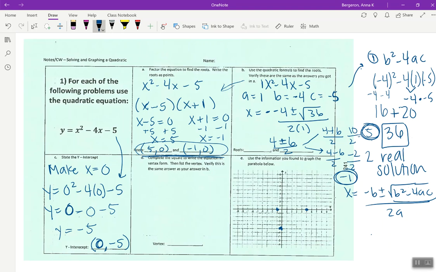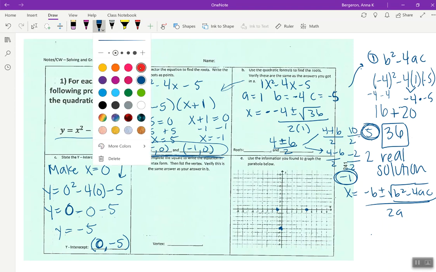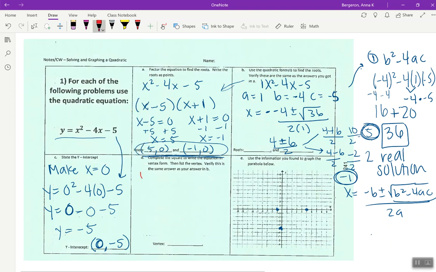Alright, so then our last piece would be to complete the square to write the equation in vertex form so that we know the vertex. So we're going to take our original equation and complete the square so that we can write it in vertex form. So I have x squared minus 4x minus 5. So remember, for vertex form, we separate the first two terms with a plus blank, and then on the outside we write a minus blank.